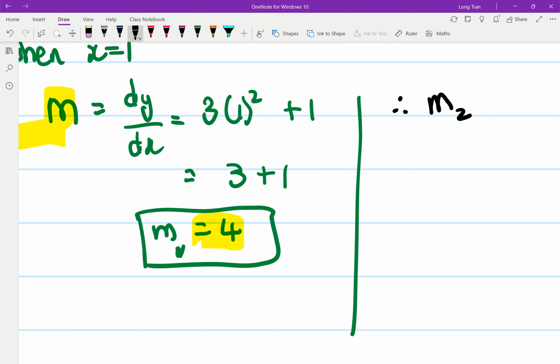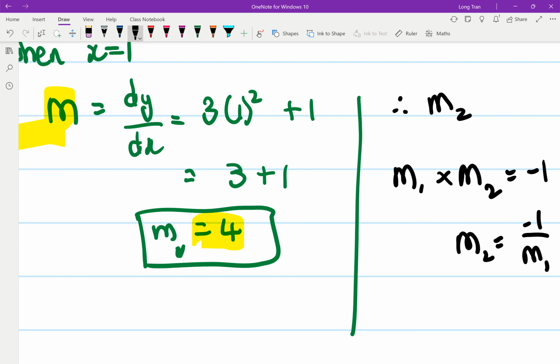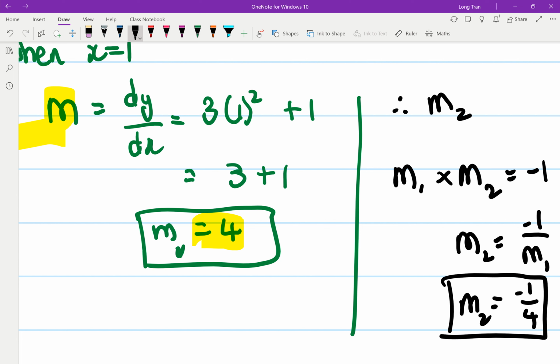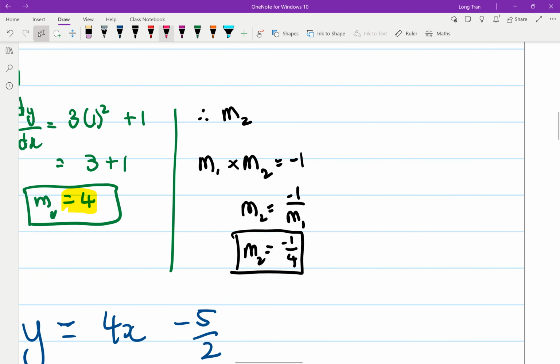I can find m2 by saying m1 times m2, if they're perpendicular, has to equal -1. So m2 must equal -1 divided by whatever m1 was. m1 was 4. That means m2 equals -1/4. See that? So that means that orange line now, I know y equals -1/4 x. I still don't know what c is. This is the only extra small step you take. So you found the tangent line. You want to know the normal line using that property to figure out the gradient of the normal line.